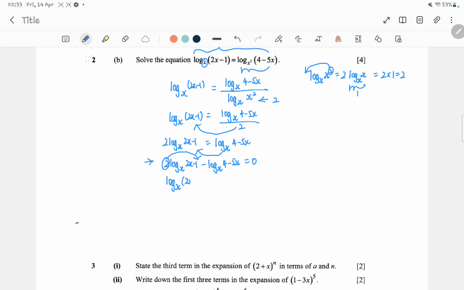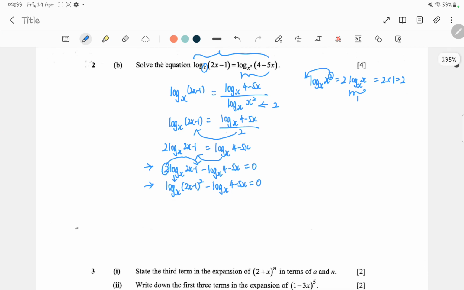So then this becomes log of (2x minus 1) whole thing squared to base x, minus log base x of (4 minus 5x) equals 0. So from here to here, I use the power law. I did not do anything to the other expressions. So now I use the laws of logarithm. We can see that this equals log base x of (2x minus 1) whole thing squared divided by (4 minus 5x). Now this equals 0, right?